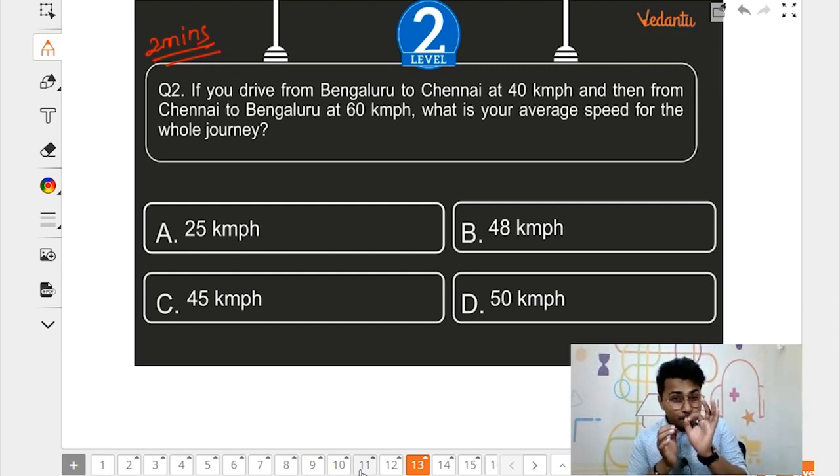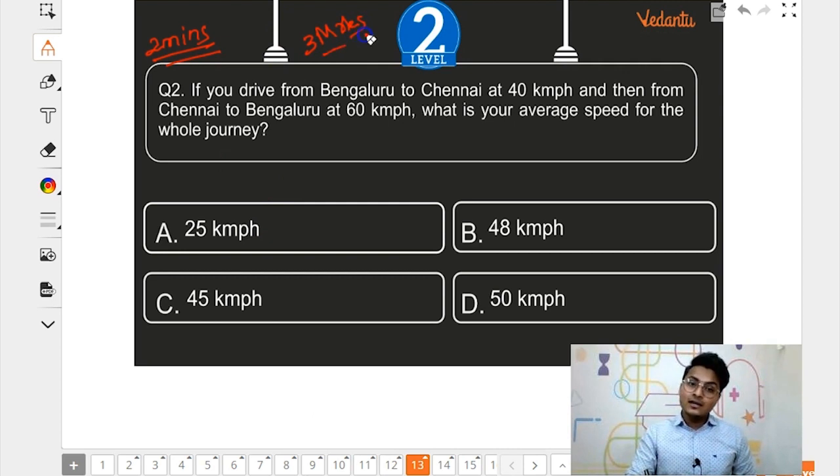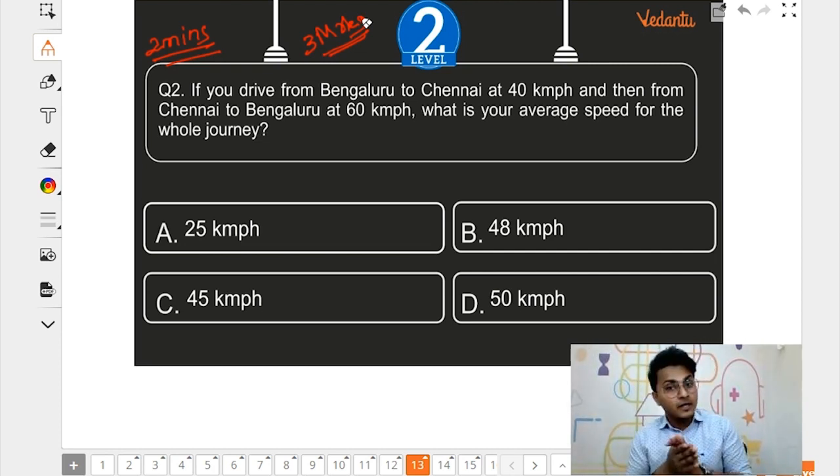And this is a typical kind of a question which comes in examination, and this question comes for, let me tell you honestly, it comes for 3 marks. Because neither the time is given, neither the distance is given, so the difficulty level has just risen up a level. Correct? So the options are, guys, 25 kmph, 48 kmph, 45 kmph and 50 kmph.